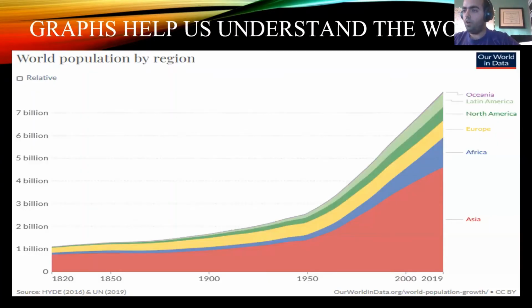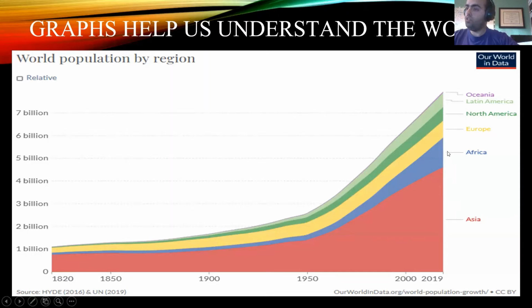Whenever you are looking at graphs in your daily lives, they can be used to understand different kinds of things about the world around you. For example, this is a graph of world population by country, and it gives us a pretty clear trend that world populations have been increasing, and which countries have been seeing the most population increase.